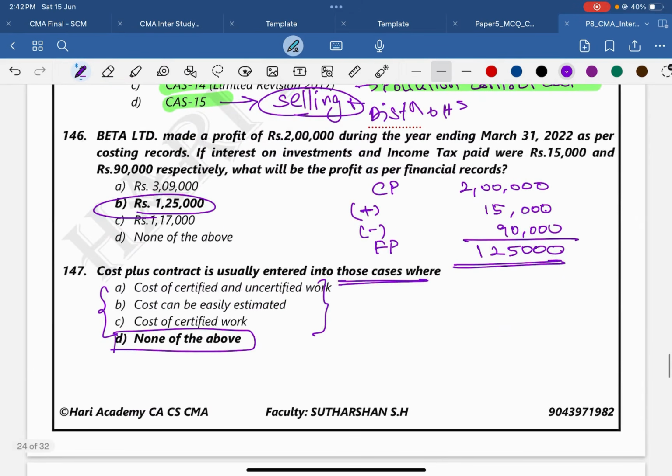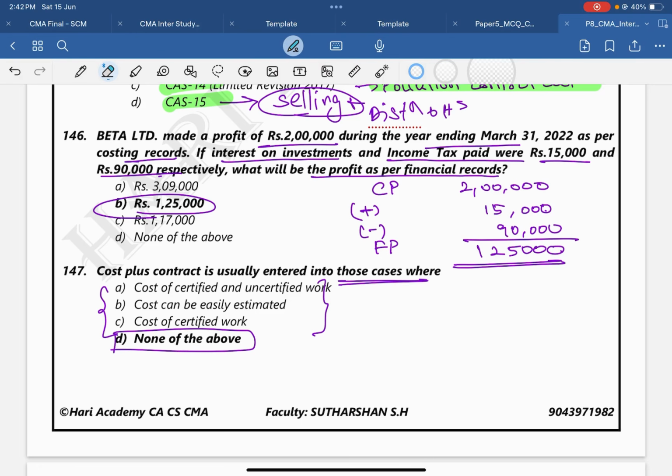Okay. Then question number 146. Few more to go. Beta Limited has a profit of 2 lakh during the year as per the costing records. If the interest on investments and income tax paid were 15,000 and 90,000, what is the profit as per financial records? In financial profit, what will we do?